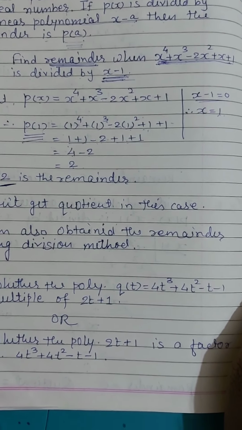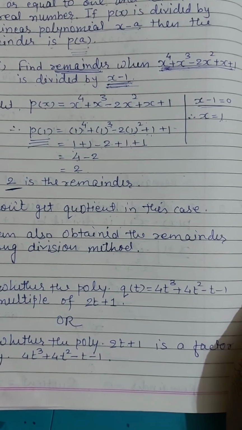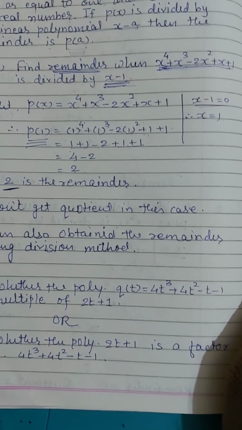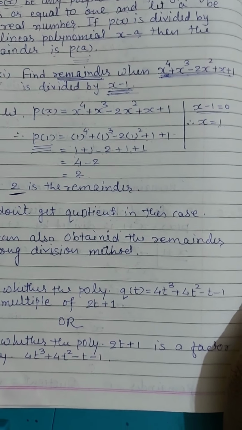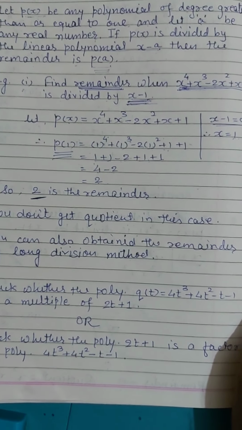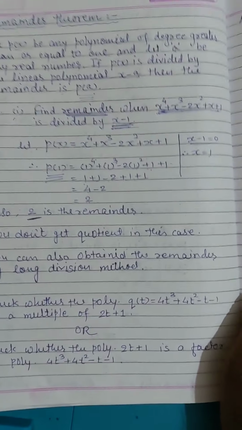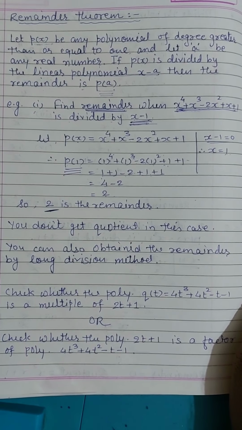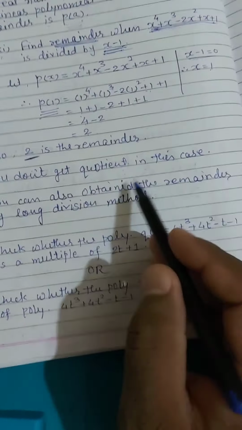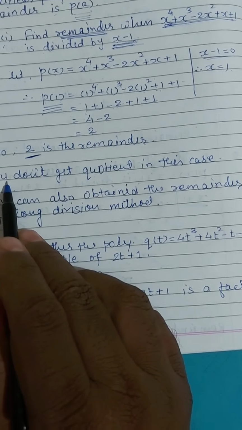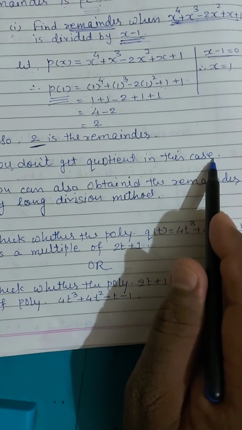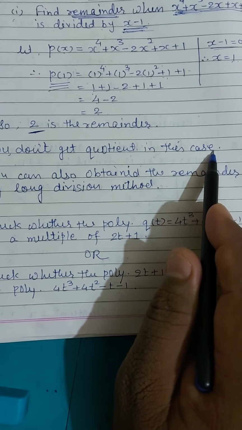Now I hope you understand this. Okay, what does the remainder theorem say? If any polynomial having degree 1 or greater than 1 is divided by a linear polynomial x minus a, then P(a) is the remainder. This theorem is utilized to find the remainder. One most important thing you should check here: you don't get a quotient in this case.